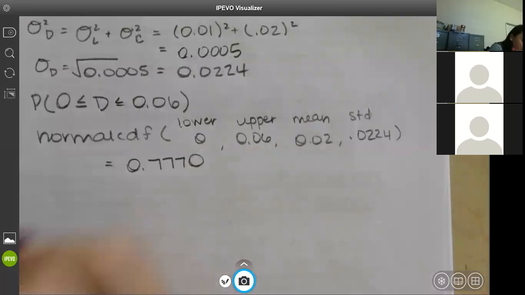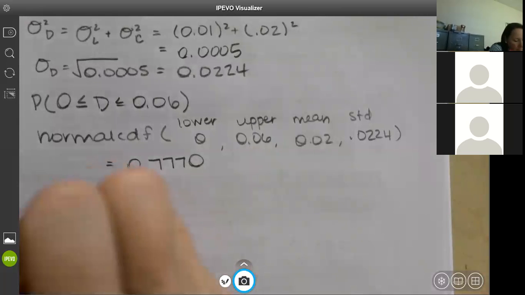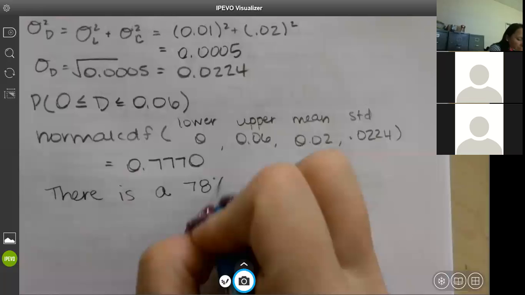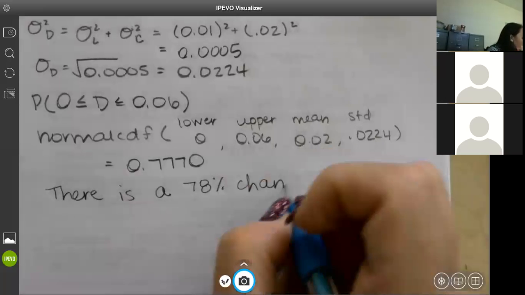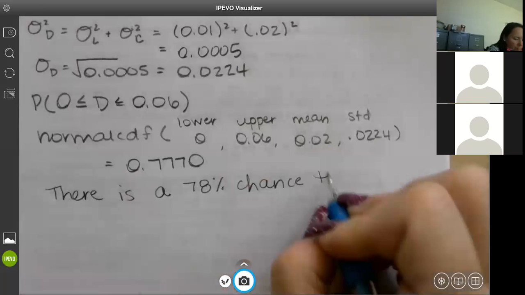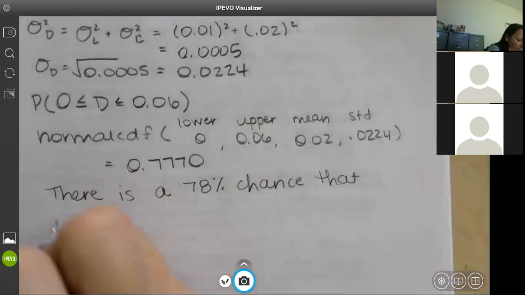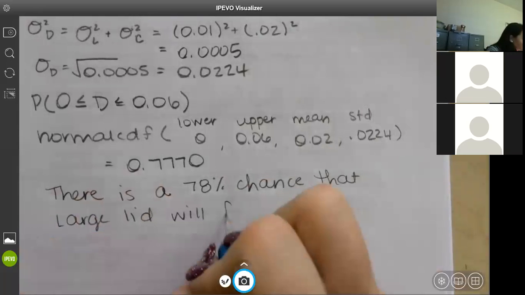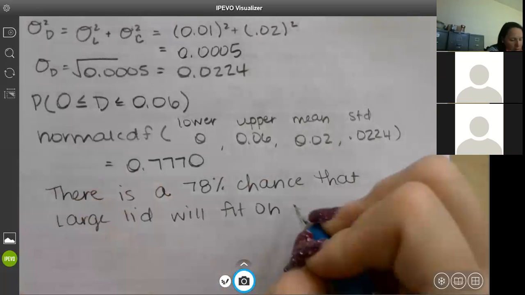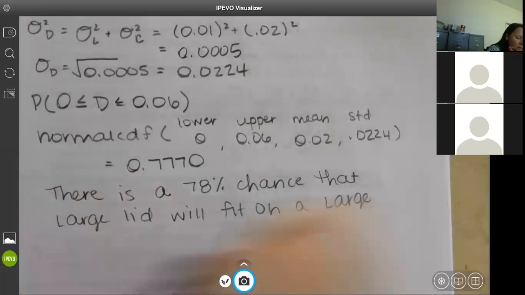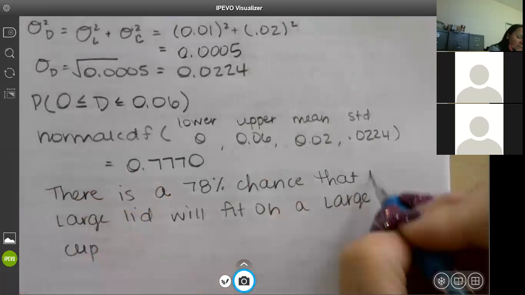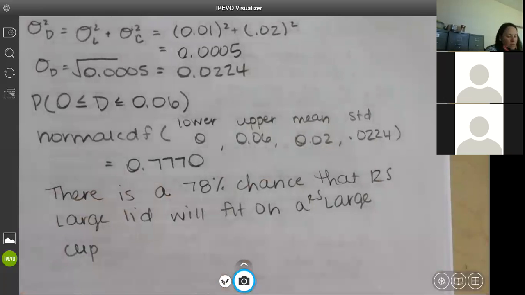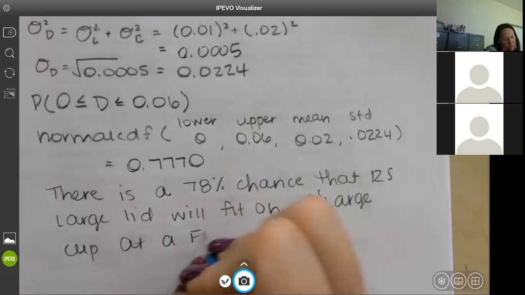What's this say? There is a what? 78% chance that what? A large lid will fit on a large cup. And here we should say a randomly selected large lid will fit on a randomly selected large cup at a fast food restaurant.